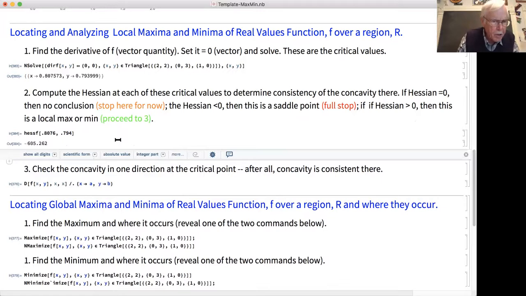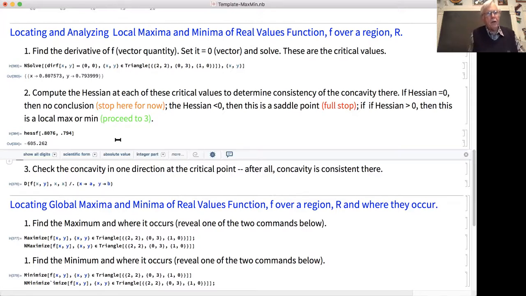I get -605.262. Well, it's the negative that really counts here, because that negative for a Hessian tells you that you have mixed concavity here. In some directions, the graph is concave up, so it looks like a minimum. In some directions, the graph is concave down, looks like a maximum. This thing is a saddle point.